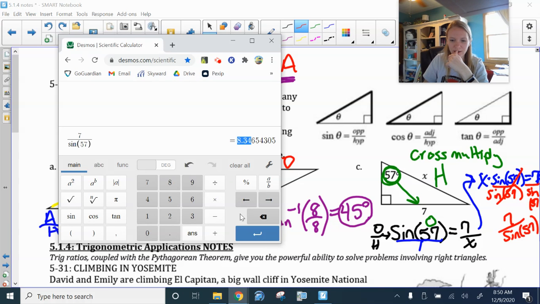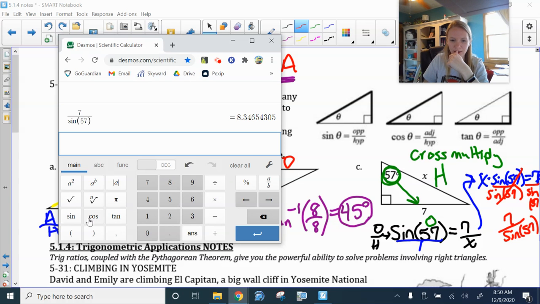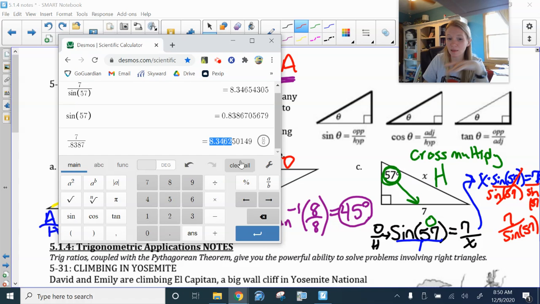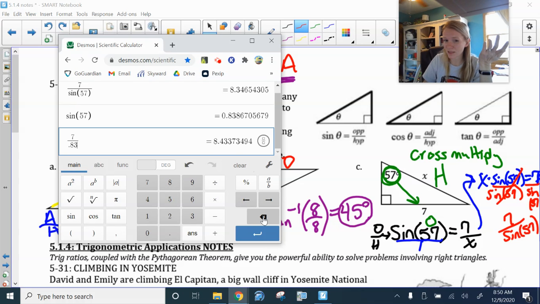If I had just done sine 57 first, and then 7 divided by that, what do I have? 0.8387. I basically get the same thing. The more decimals you use, the better. If I had just used 8.3 instead of 8.38, I don't get the same. So the more decimals you use, the closer and closer you're going to be to the right answer.